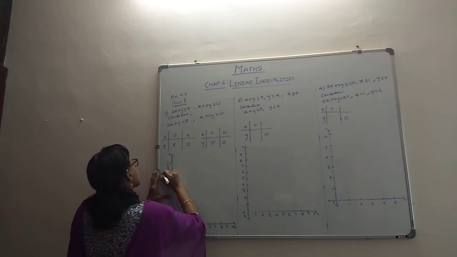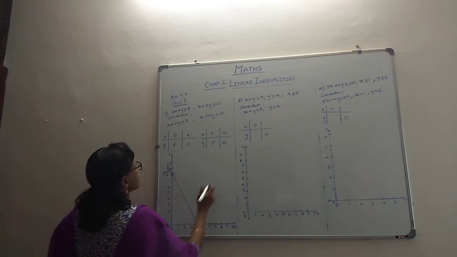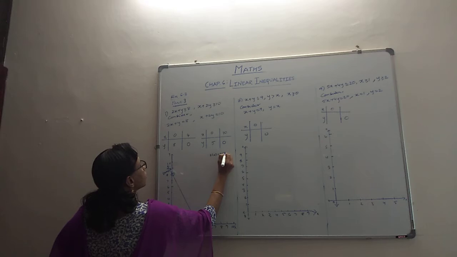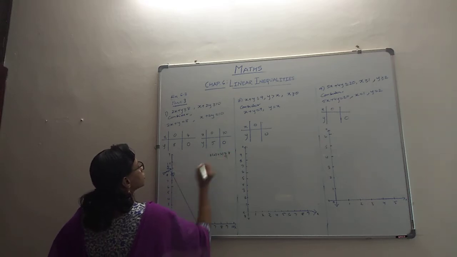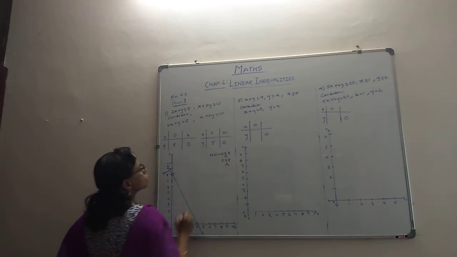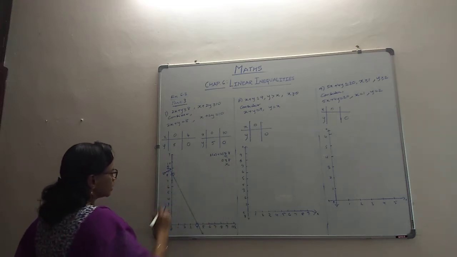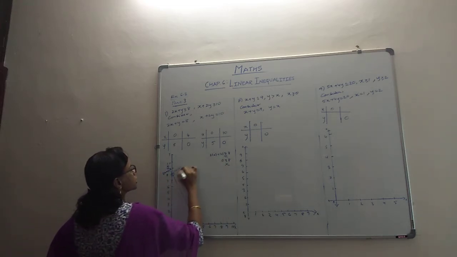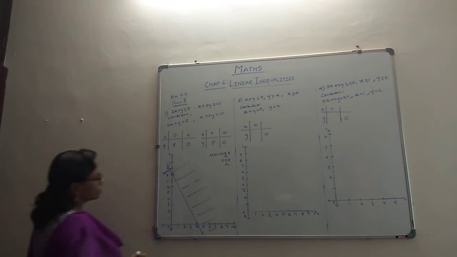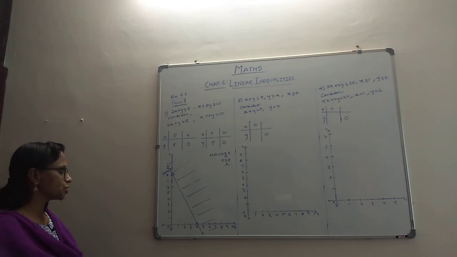This is 2x plus y equal to 8, and then we have to check the region now. 2 into 0 plus 0, whether it is greater than or equal to 8 or not. 0 cannot be greater than or equal to 8, that's not correct. So therefore, the part of the origin is not the solution, so you have this part as a solution. Alright, so that's about your equation number 1.